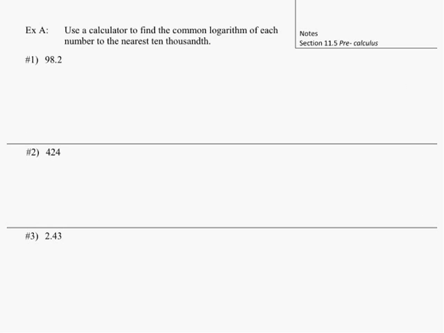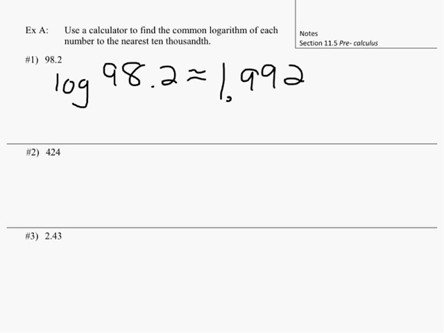This is all you need to type into your calculator. You need to type in log. And when I say log, that assumes we're talking about common log. You don't have to say common log. 98.2 and hit equals. 10,000th is 4 decimal places. You should get 1.9921. Any problems? Go ahead and do 2 and 3.